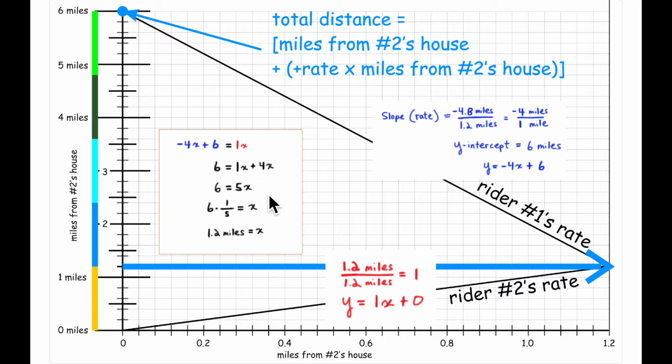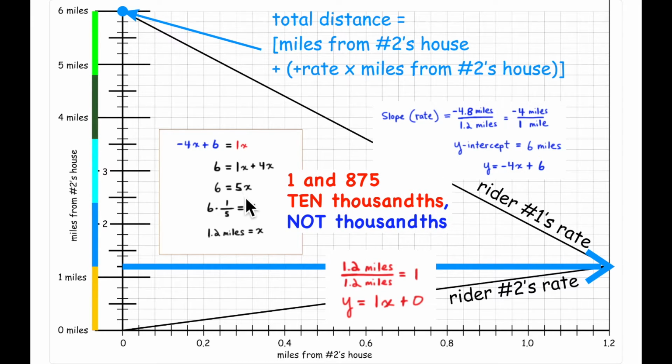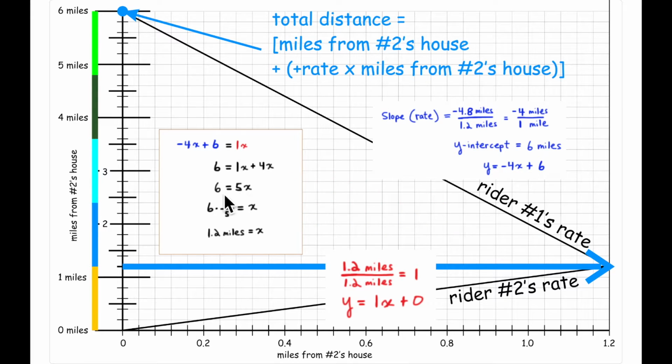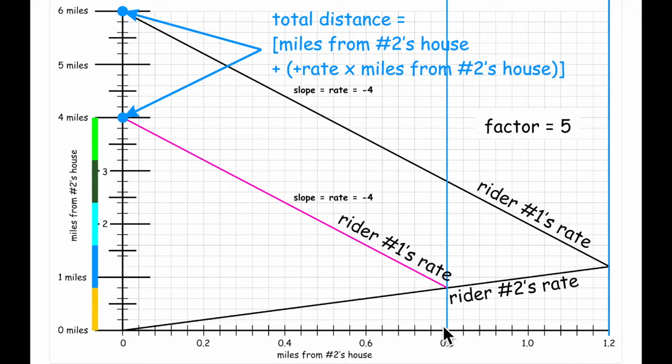That's exactly the same as the tax rate problem, which was 1.875 times the price is equal to the total cost. They are exactly the same. So take any distance from rider number 2's house, and you're going to multiply by that same factor now. That's 5. 5 times 8/10 gets you up to 4 miles, or 4 times 8/10 means that this portion is 3 2/10 farther. 1, 2, 3, and 2/10, right to here for 8/10 of a mile.